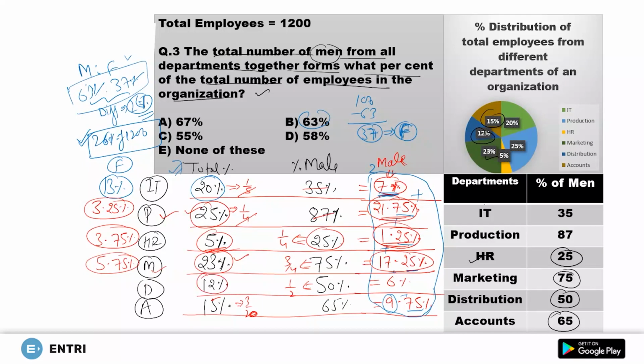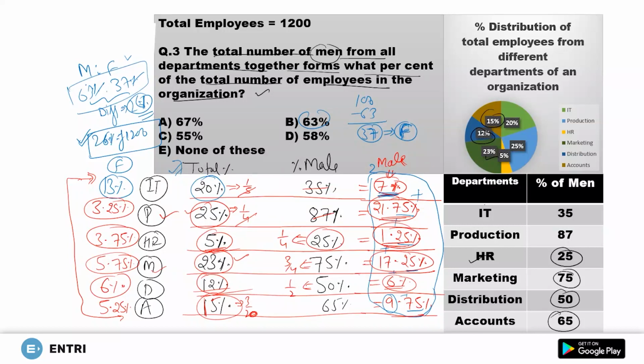If 12% total, out of those 50% means 6% are male, then 6% will be female. Done. Now out of this 15, 9.75 are male, then female will be 5.25%. I hope this concept is clear. If you have to find out the female, you can directly calculate by using this. And in DI, please don't rub the calculation of first question, second question and third question. In DI, these calculations can be used in further questions.